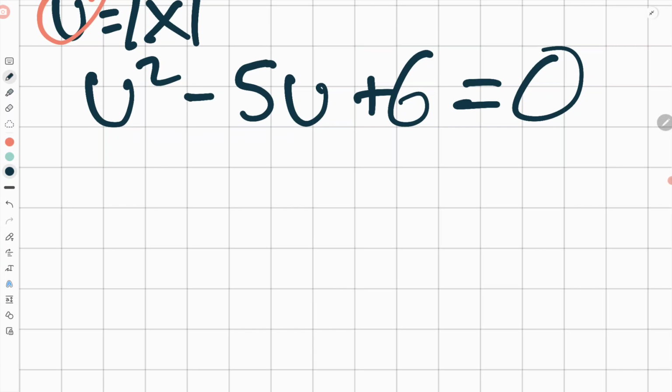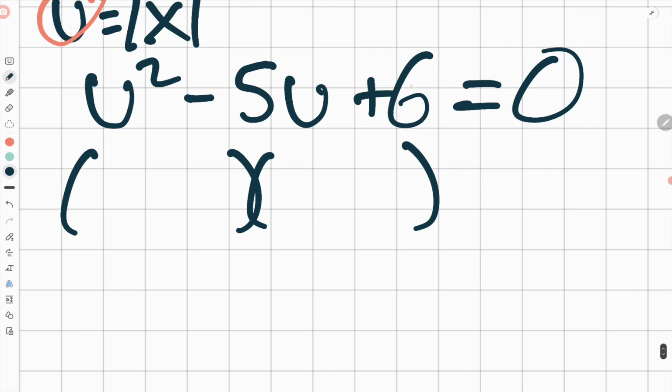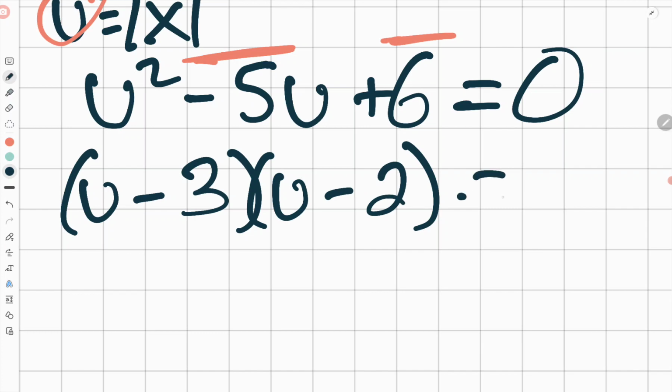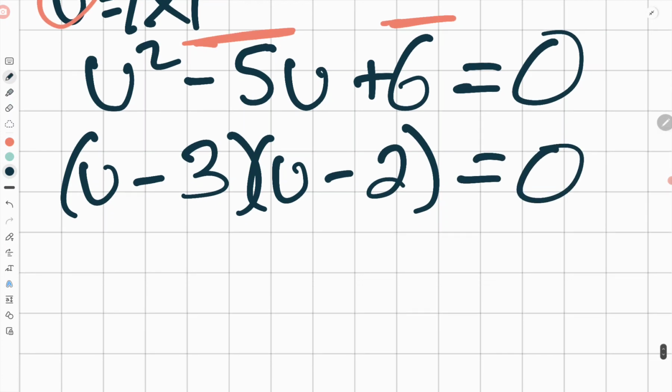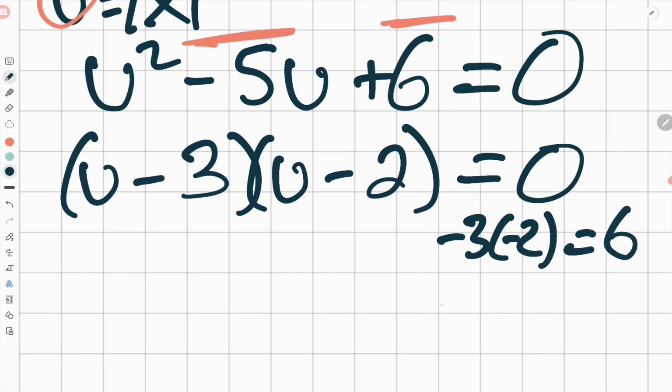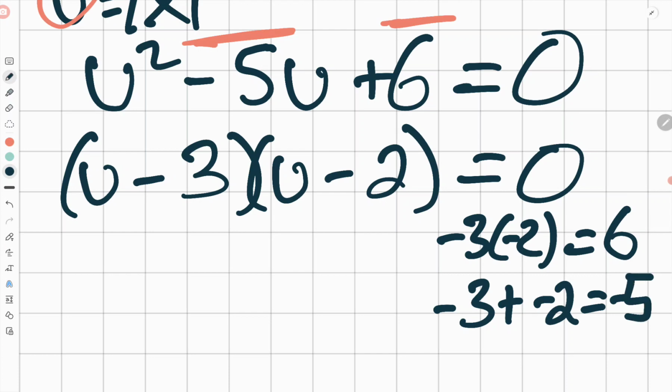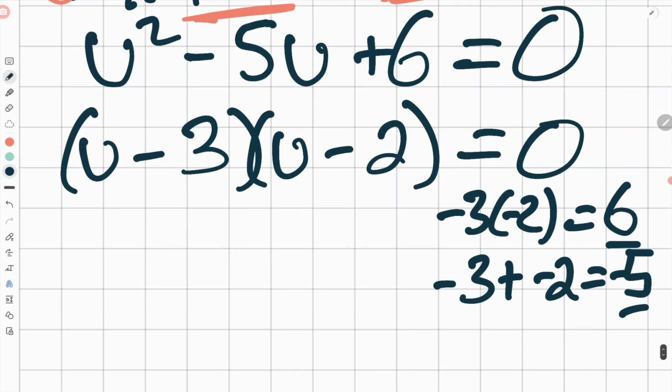It looks more familiar. So I need two numbers that now will multiply to 6, and I have to add up to negative 5. So I will do u minus 3 and then u minus 2. This is equal to 0. You can check. Negative 3 times negative 2 is 6. Negative 3 plus negative 2 is negative 5. So we get checks on the middle coefficient and the constant.